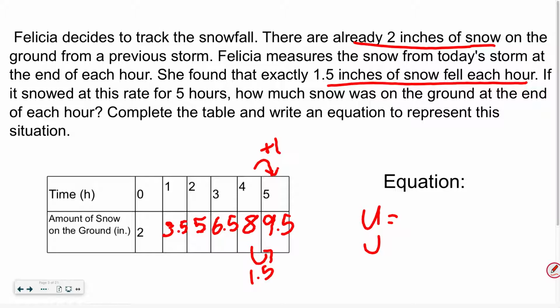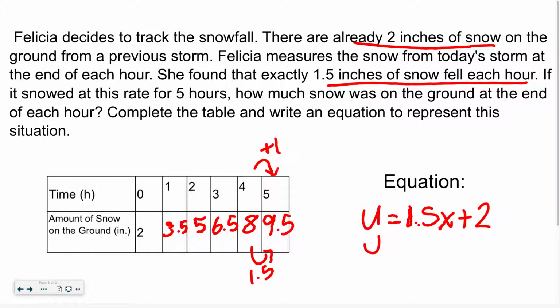y equals 1.5x plus 2. Do we agree? Where did you get the plus 2? That's what she started out with at 0 hours. If the 2 wasn't there, it would just be a proportional rate, starting at 0 hours with 0 amount of snow, but you still need to add the total snow that you started out with.